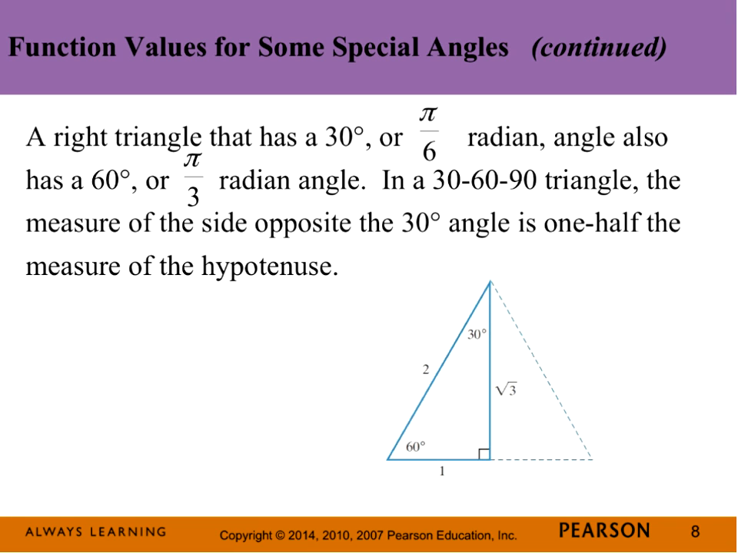And then we have the 60-degree angle or pi/3 radians, so hence the 30, 60, 90 triangle. The measure of the side opposite the 30-degree angle is 1/2 the measurement of the hypotenuse. So here we go. We're going to figure out the functions for this. So sine of theta. And we want to do both the 30 and the 60 degrees.